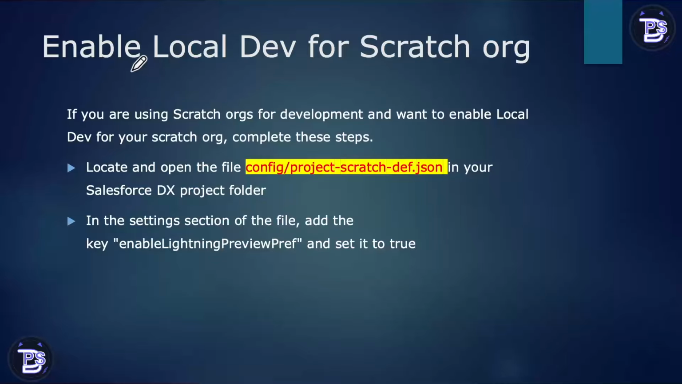If you wanted to utilize a scratch org for development, or you are using a scratch org for your project development, then you need to add a tag into the project scratch org definition JSON file. And what is the tag? It is enableLightningPreviewPref. This is the tag that you need to set to true in your project config definition file. This will basically help you whenever you are trying to create a scratch org. You can go ahead and enable that toggle. You can enable the local dev into the scratch org.